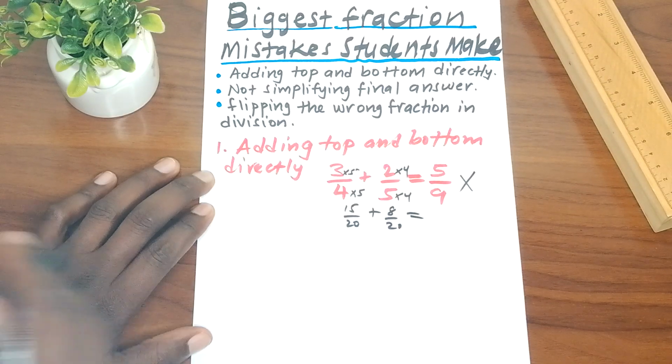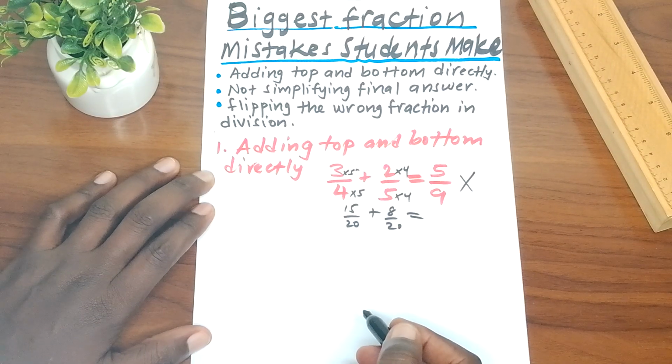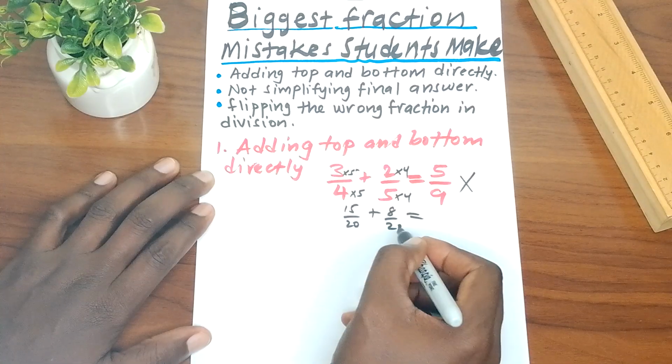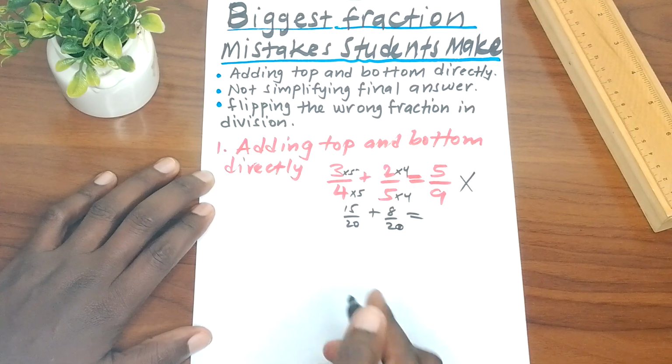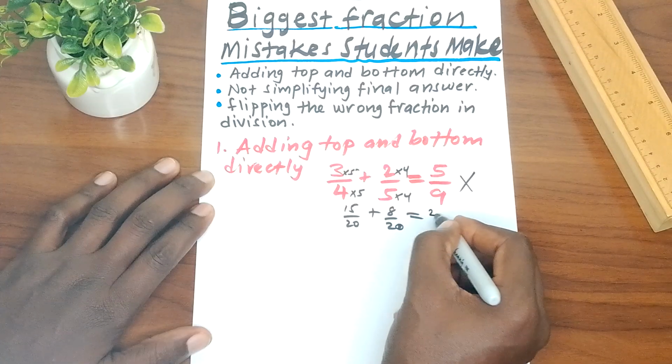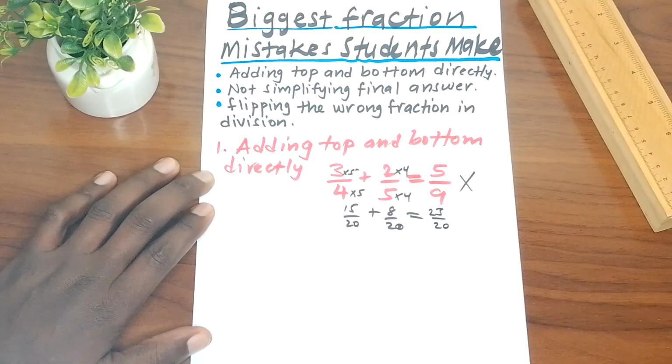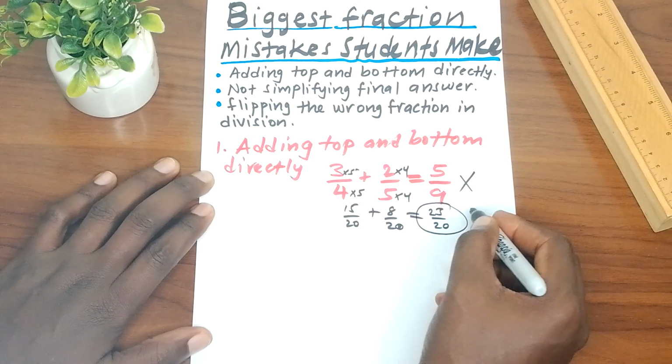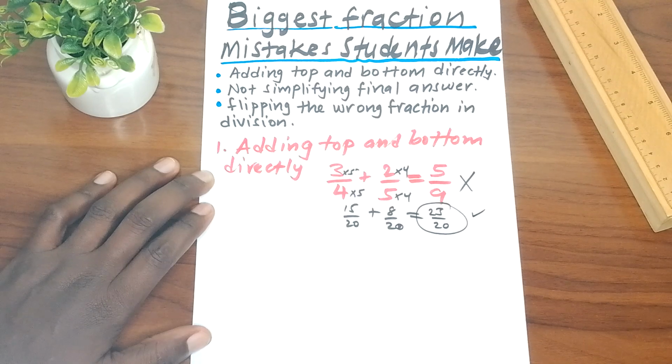You can see that we have the same denominators, and when we have the same denominators, that means that we are on the right track. So we'll have here our answer as 23 out of 20. So that is going to be correct because you are adding fractions that have the same denominator.